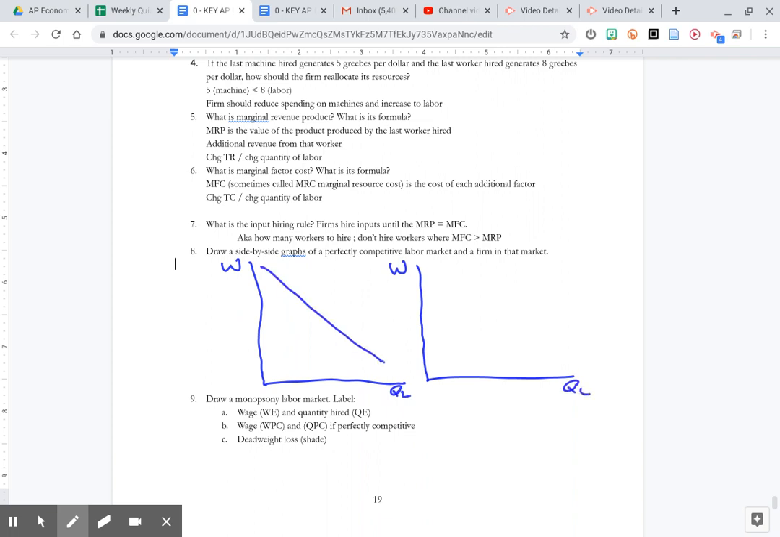We have a downward sloping demand for labor, and that's made up of firms. And we have a supply of labor. So I'm just going to put supply of labor is the workers, right? The workers. And demand for labor is the firms, because they're the ones doing the hiring. They want to hire workers. And there's an equilibrium wage getting paid, W star, and an equilibrium number of workers hired, Q star.